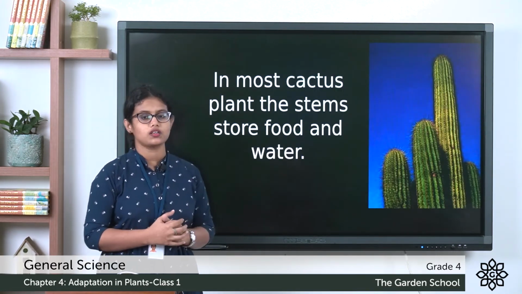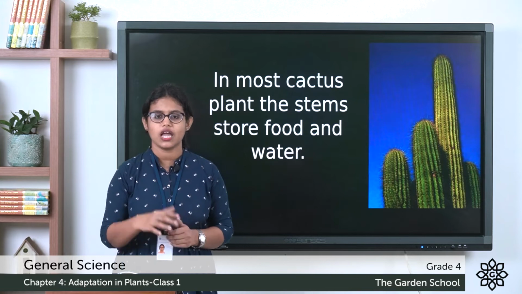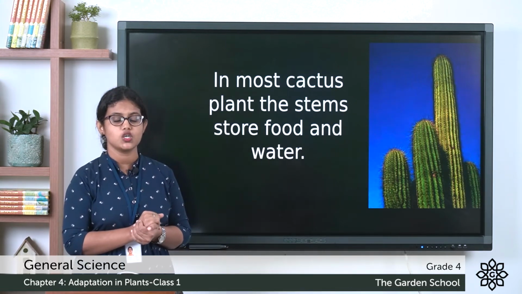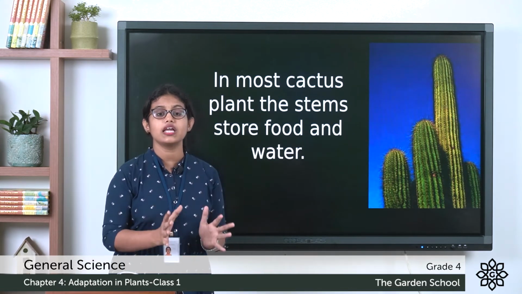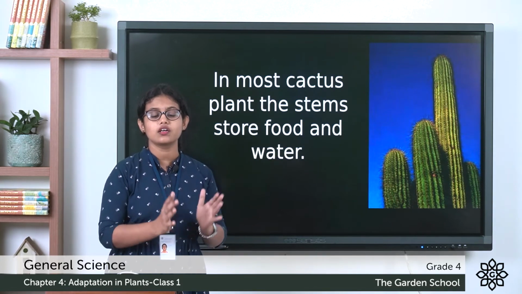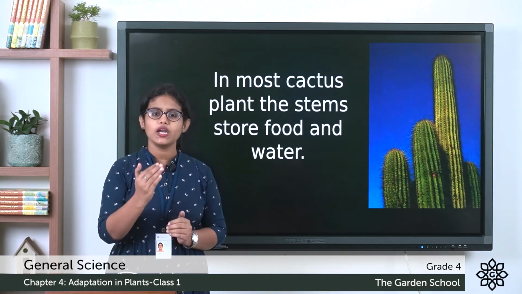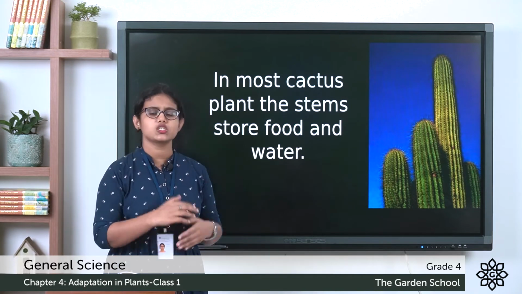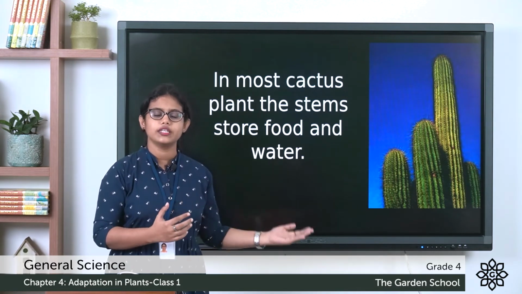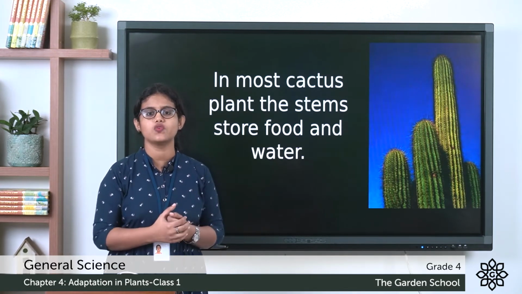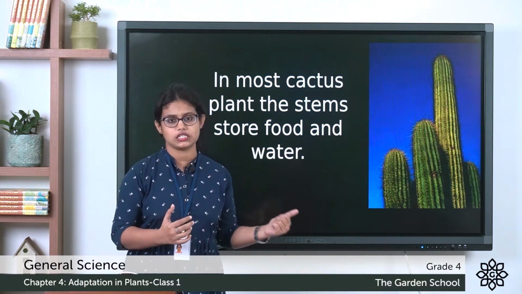Coming to the next one, the stem of the cactus plant. Have you seen the stem of a cactus plant? The cactus plant has a thick, green stem. So where do these plants prepare food? Like every plant, the cactus plant also prepares food using photosynthesis.